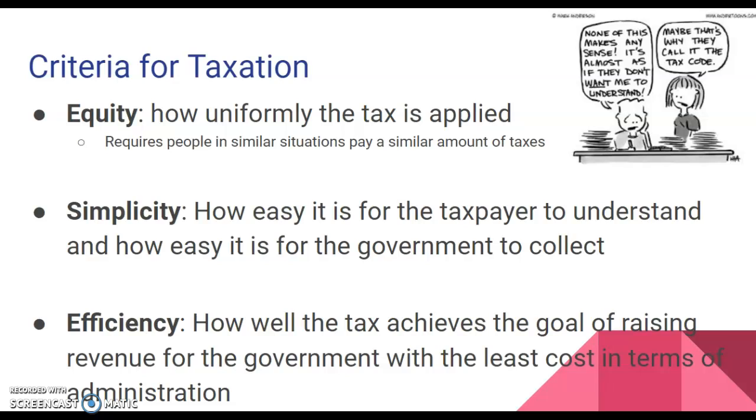And the third criteria is efficiency. The efficiency of a tax can be judged by how well the tax achieves the goal of raising revenue for the government with the least cost in terms of administration. From a taxpayer's viewpoint, tax efficiency can be judged by the amount of effort and expense it takes to pay the tax. Of all the types of taxes levied, the individual income tax, which we'll also learn about in a few minutes, best meets the criterion of efficiency.